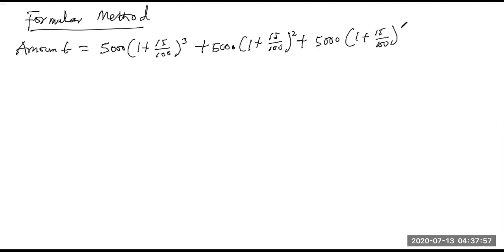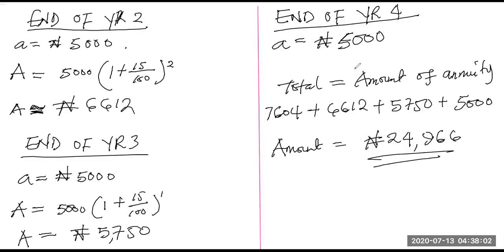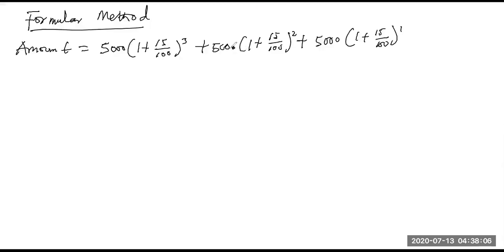And for the last year, what is the last year? The last year was just 5,000 naira, but if you look at all these unsimplified ones, they have a pattern. So we can also write the last one in that pattern as 5,000 into 1 plus 15 over 100 raised to the power 0, because anything raised to the power 0, apart from 0, gives us 1. So 1 times 5,000 gives us the same 5,000. So you can see that there's a pattern that has been formed.